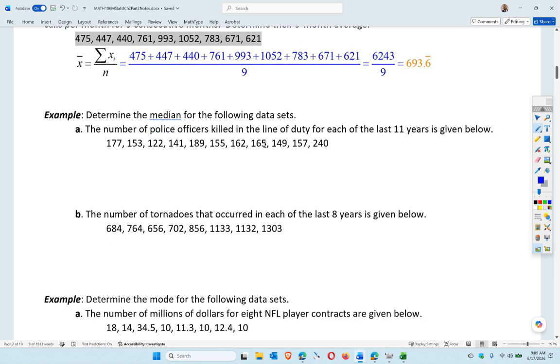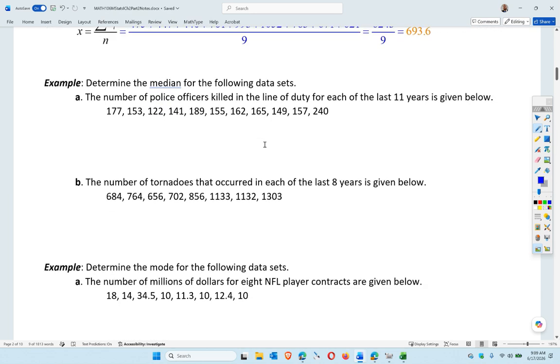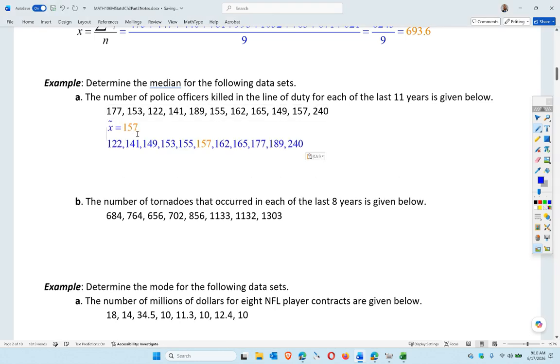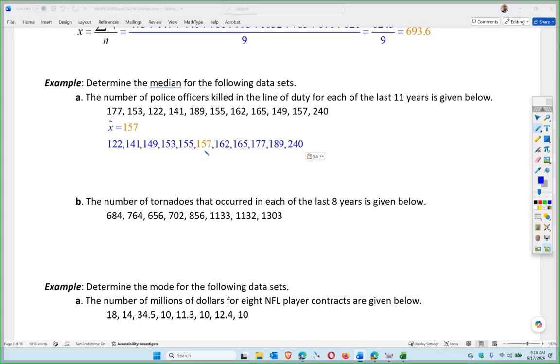Okay, so if it's a median, I need to worry about whether there is an odd or even number. If I look here, there's 1, 2, 3, 4, 5, 6, 7, 8, 9, 10, 11. So there's a true middle. I need to arrange these and figure out what the true middle is. That's x tilde. So the middle is this one right here, 157, because I have 5 on this side and 5 on this side.